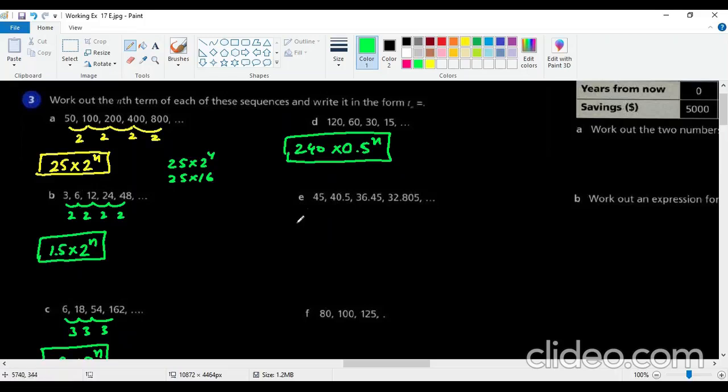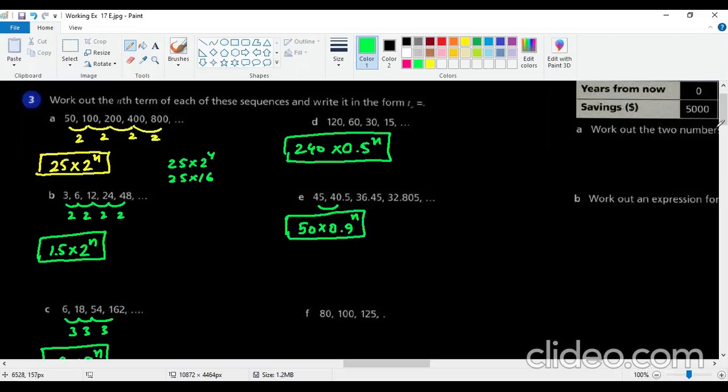Now I can see 45 times 0.9 is giving us 40.5. And how to get 0.9? It's simple. When 40.5 is divided by 45, you will get 0.9. So 0.9 to the power n. Now this is 0.9. What should I do with 0.9 to make it a 45? Definitely I will multiply by 50. So this is the term rule for this sequence.